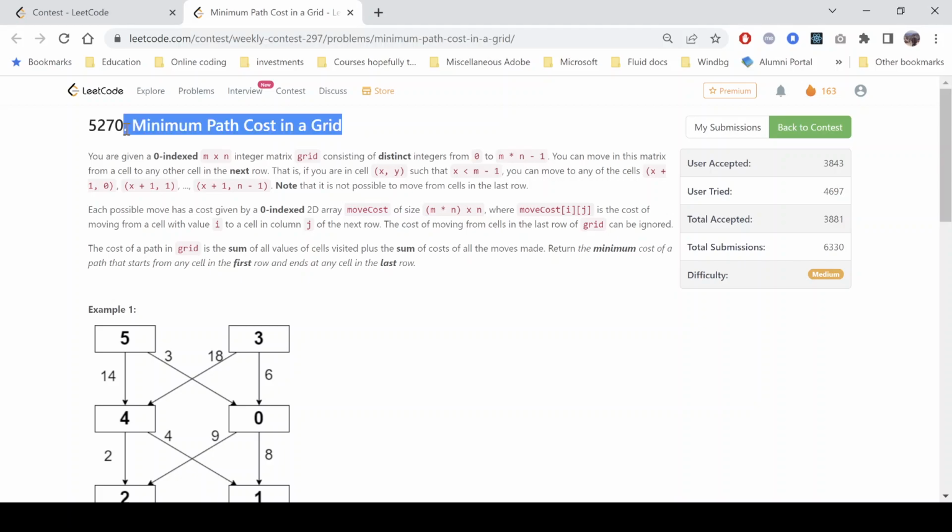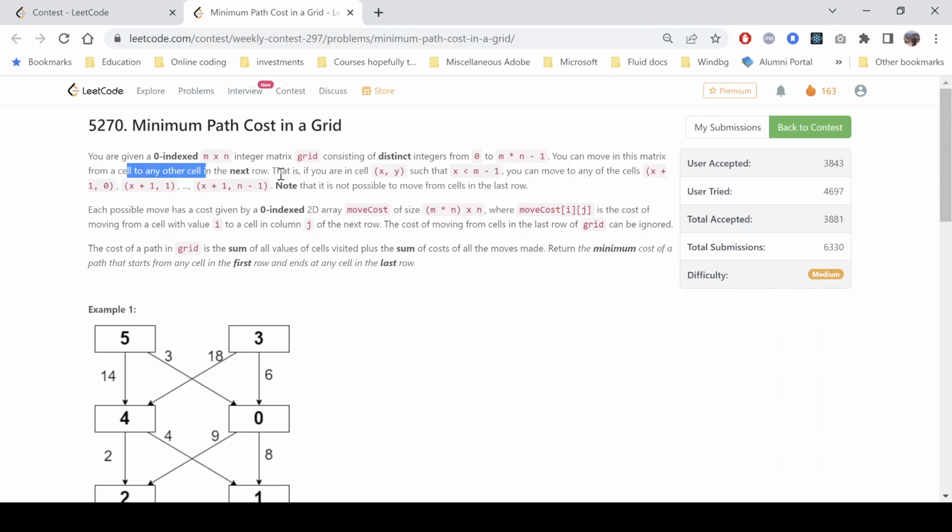So the problem statement says that we are given a zero indexed m cross n integer matrix known as grid, which consists of distinct integers from 0 to m into n minus 1. Now we can move in this matrix from any cell to any other cell in the next row, irrespective of the column. It's just that we can move from the ith row to the i plus 1th row.